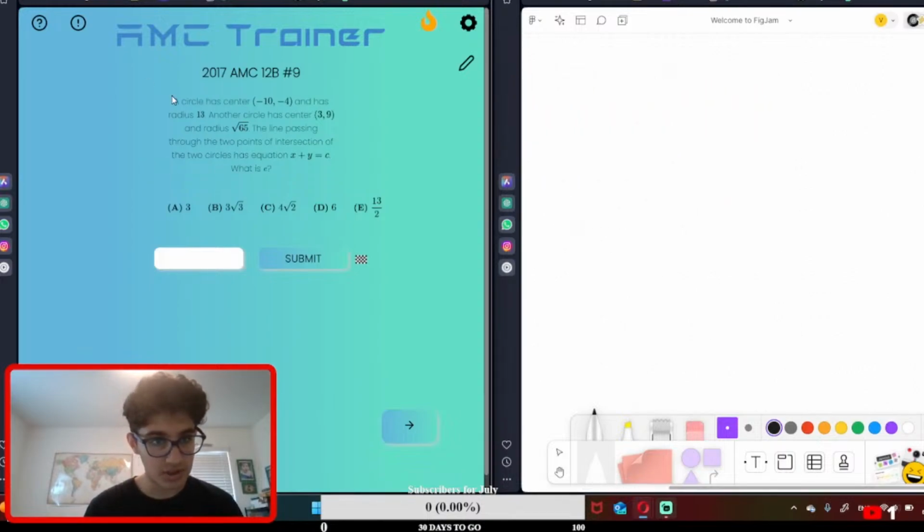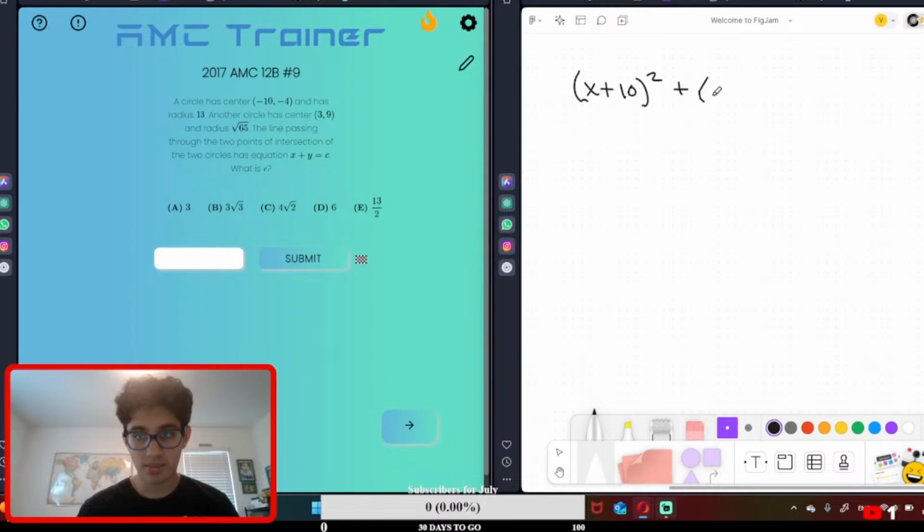Let's begin. Our first one is: a circle has a center (-10, -4) and has a radius 13. Another circle has this. The line passing through the two points of intersection of the two circles has the equation x plus y equals c, and you have to find c. So we can say (x + 10) squared plus (y + 4) squared equals 169. And for the other one, we have (x - 3) squared plus (y - 9) squared is equal to 65.